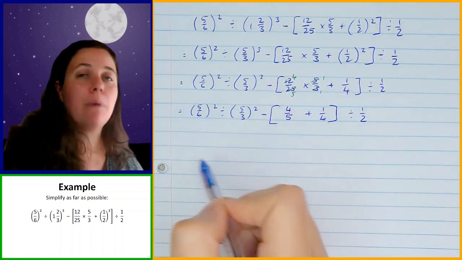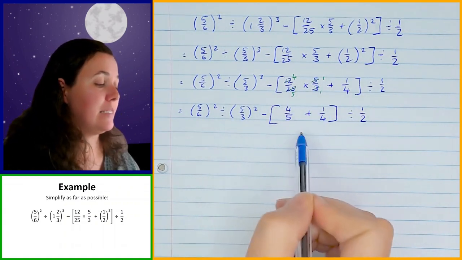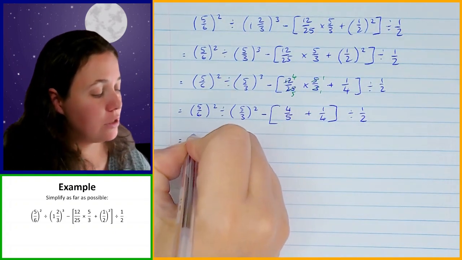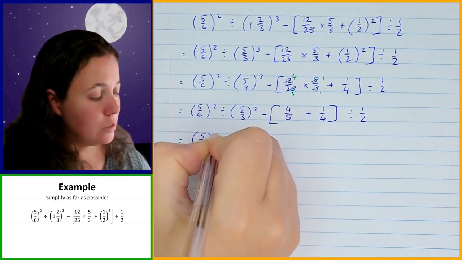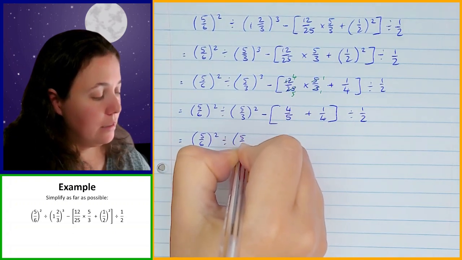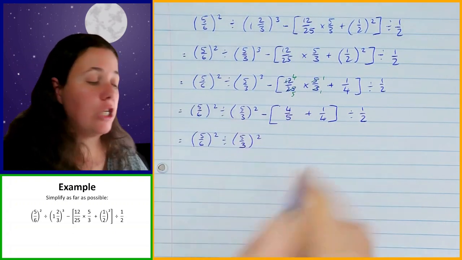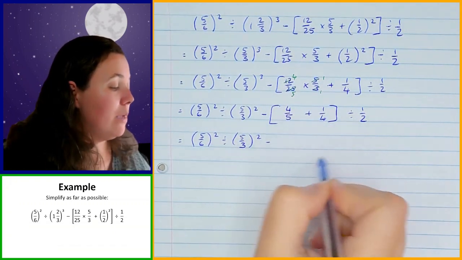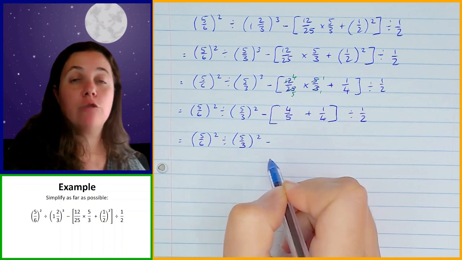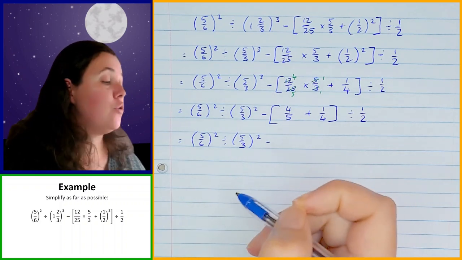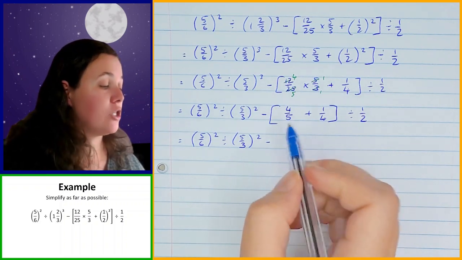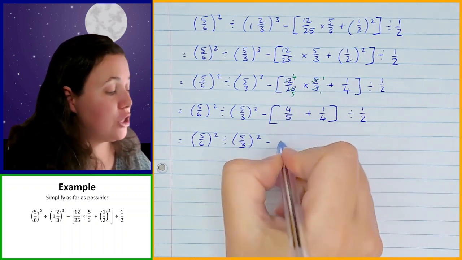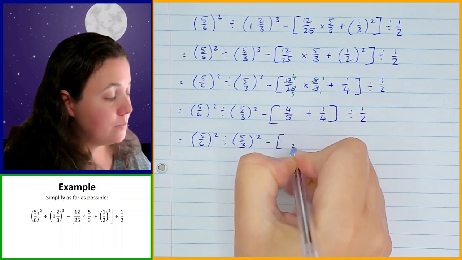Now I've done my multiplication and division step inside the brackets. Now I'm going to do my addition and subtraction inside the brackets. So I've got 5 over 6 squared divided by 5 over 3 cubed. Again, those aren't changing for now. That's just going to stay exactly as it is until I get to that. Now I'm going to do my addition and subtraction. Remember, when you're adding and subtracting fractions, you need to find the LCD, the lowest common denominator. So for 5 and 4, my LCD is 20. So I'm going to change this to something over 20.